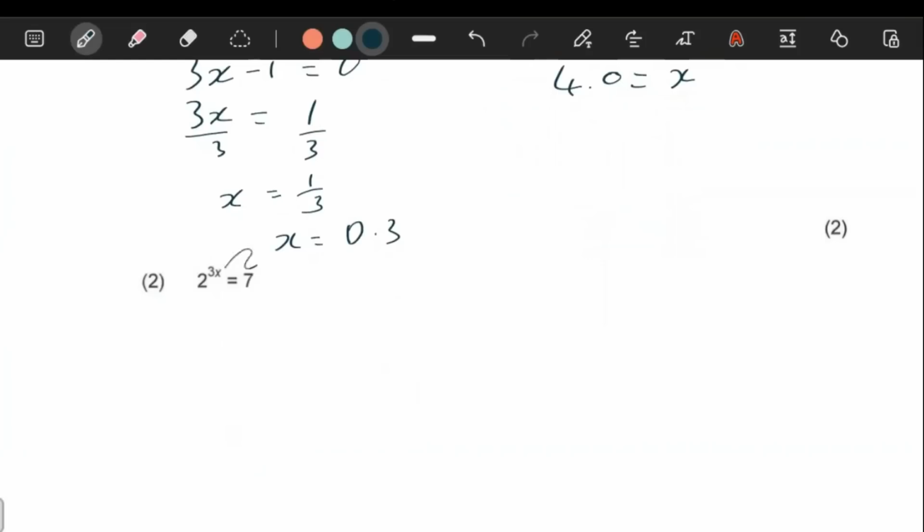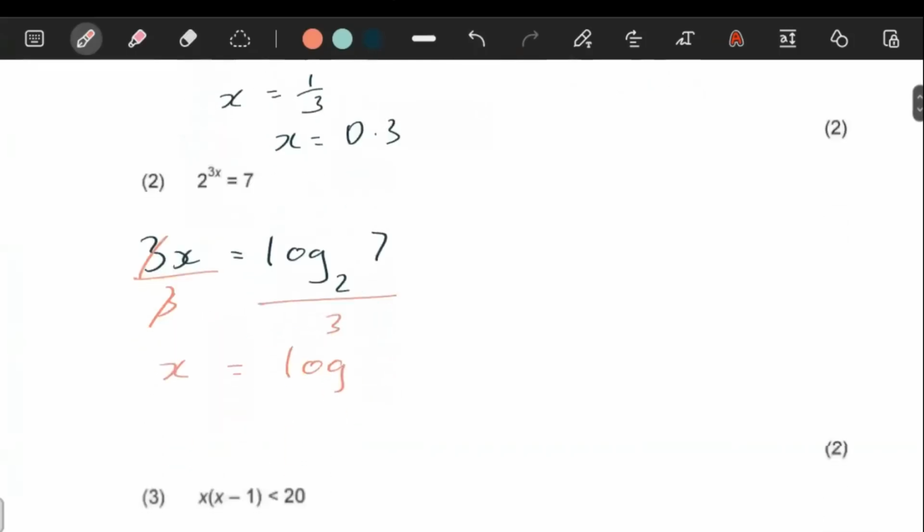Now, when you use logs, the idea is you want to isolate your exponent. When you isolate it, you make it equal to a log. The base of your exponent is the base of the log. Now, you can divide everything by 3. Divide this whole thing by 3, and x is going to be left on its own. You're going to have your log with the 2 here and the 7, everything over 3.